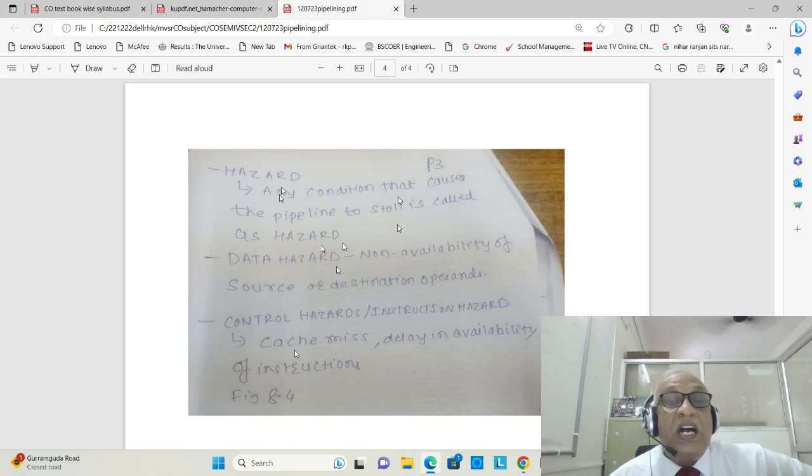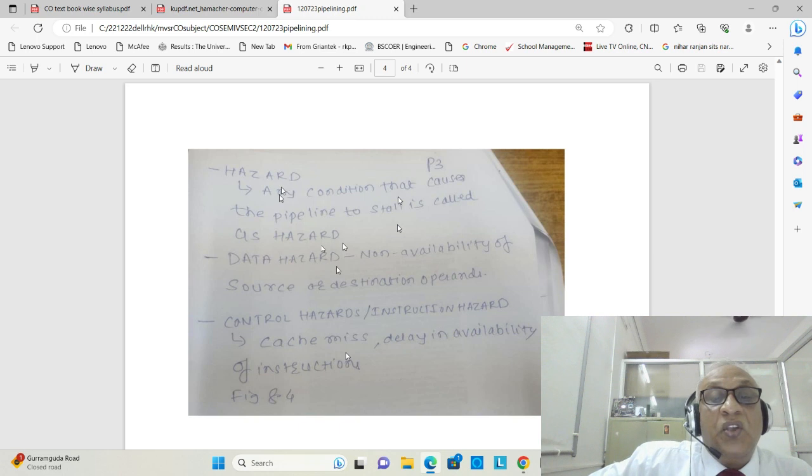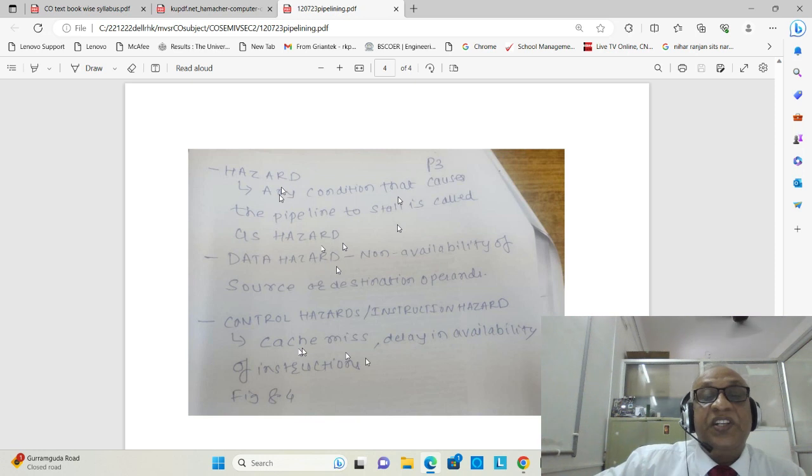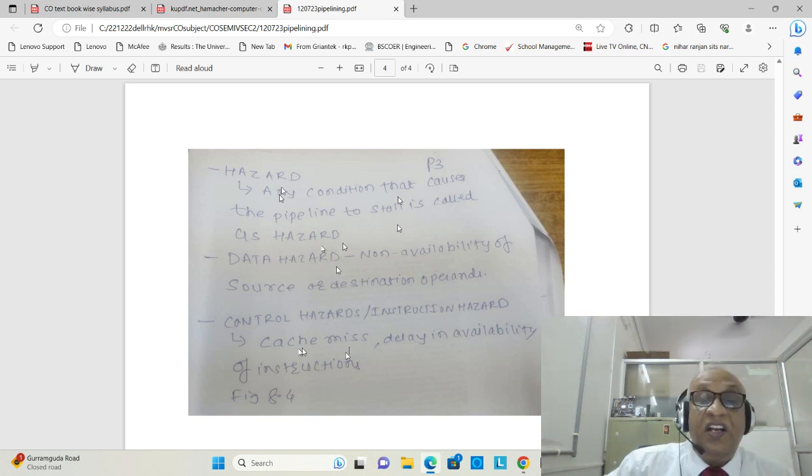The hazard can be a data hazard, or it can be a control or instruction hazard. What is the meaning of a data hazard? It is the non-availability of source or destination operands. What is the meaning of an instruction hazard or control hazard? You have heard while discussing cache memory something called a hit ratio, a hit and a miss. What is the meaning of a hit? Whatever data or instruction is expected is there in the cache, that is a hit. If it is not there in the cache, that is a miss. If it is a miss, that has to be fetched from the main memory. This will delay.